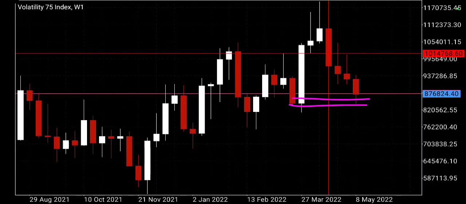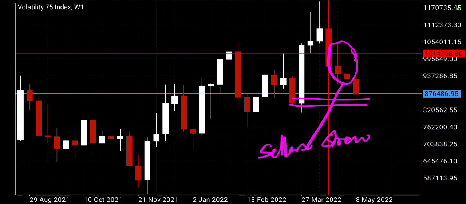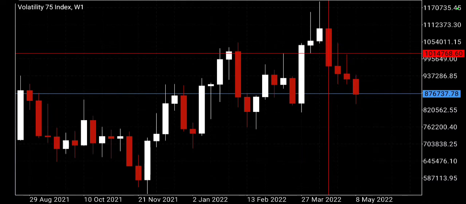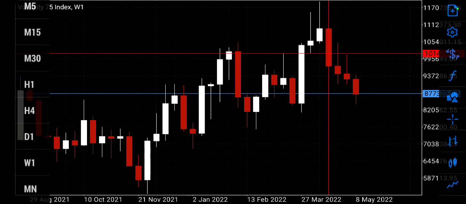I would rather wait for a proper confirmation before I take this buy, because you can see that these past two weeks, this pair of bars, if we just analyze these two, they're showing us the sellers' strength. Why am I saying that? Because this thing starts here, it starts here.